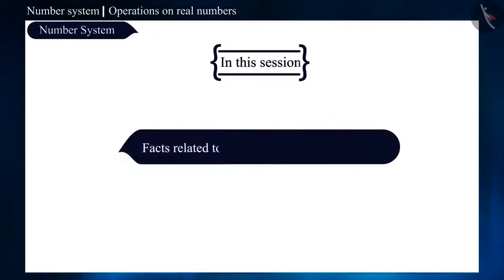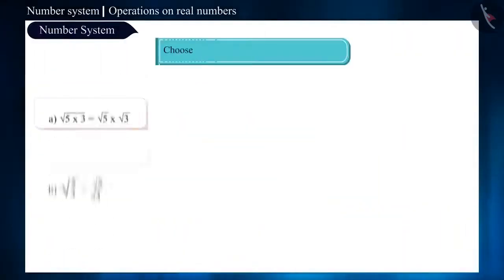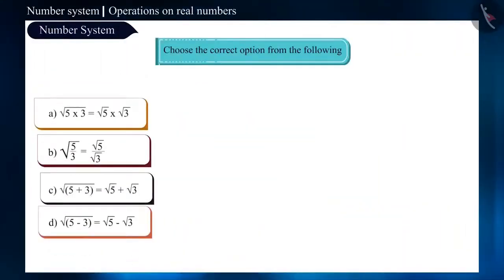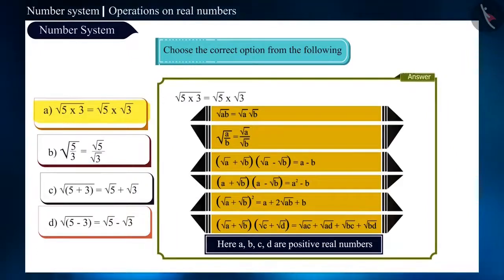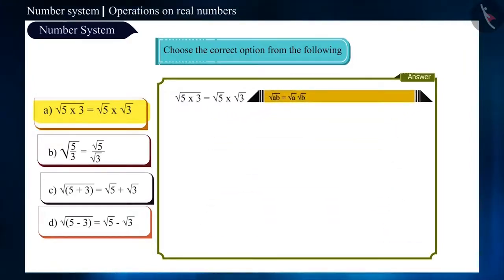In this video, we will discuss some facts related to operations on real numbers. Let's start. Choose the correct option from the following. Friends, look at option A. Here, the rule root of a into b is equal to root of a into root of b has been used. Now let's find their value and check.